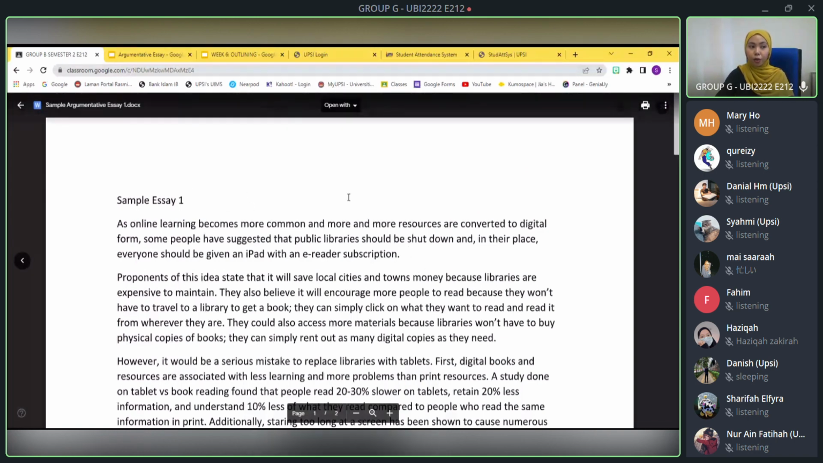You need to have a hook, you need to have background information and also the thesis statement. So as online learning becomes more common and more resources are converted to digital form, some people have suggested that public libraries should be shut down and in their place, everyone should be given an iPad with an e-reader subscription. So what does it tell you? It means that public libraries are no longer needed. Do you agree or disagree with that? Personally, what do you think?